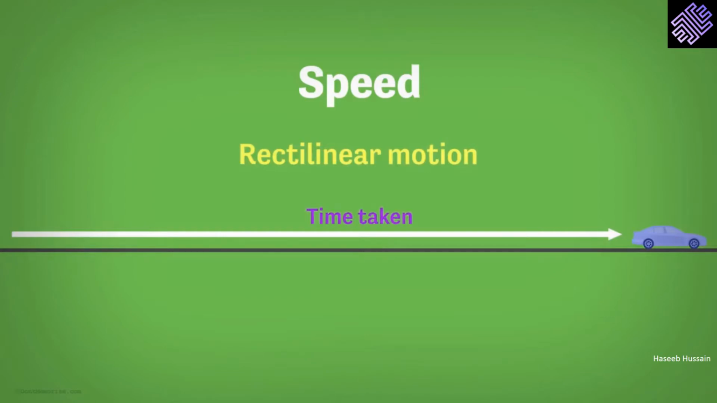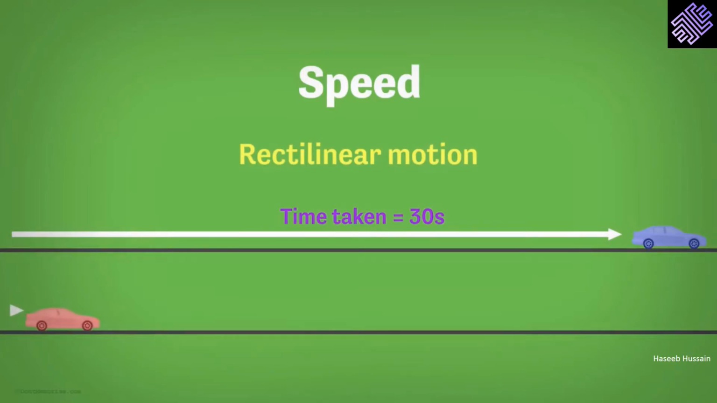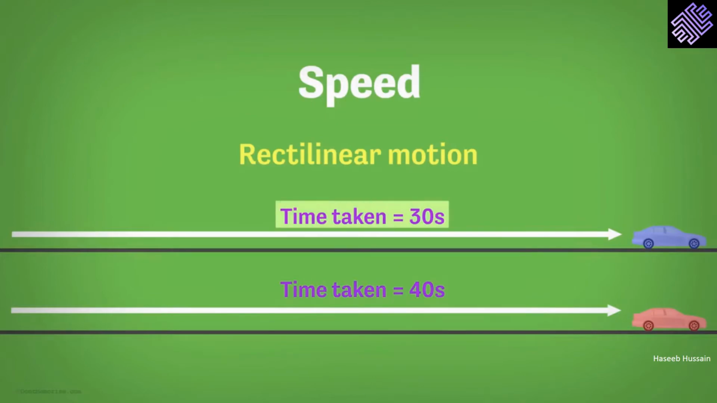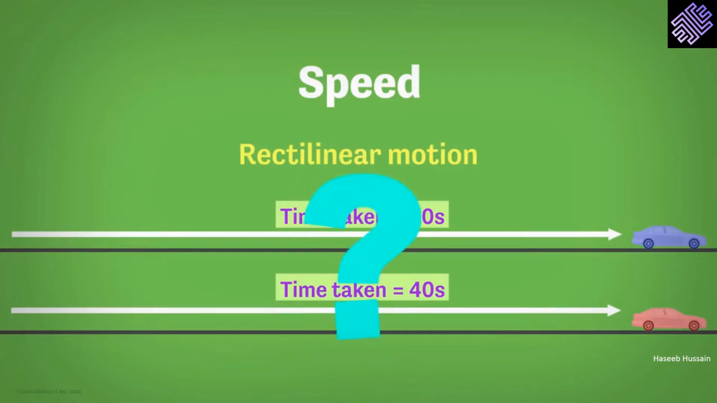Suppose the time it takes to reach the other side is 30 seconds. Now consider another car which is similar to the first one. It is also moving in a straight path adjacent to the first one. The time taken by this car to cover the same road is 40 seconds. The blue car covered the length in 30 seconds, while the red car covered the same distance in 40 seconds. Which one of them was moving with greater speed?